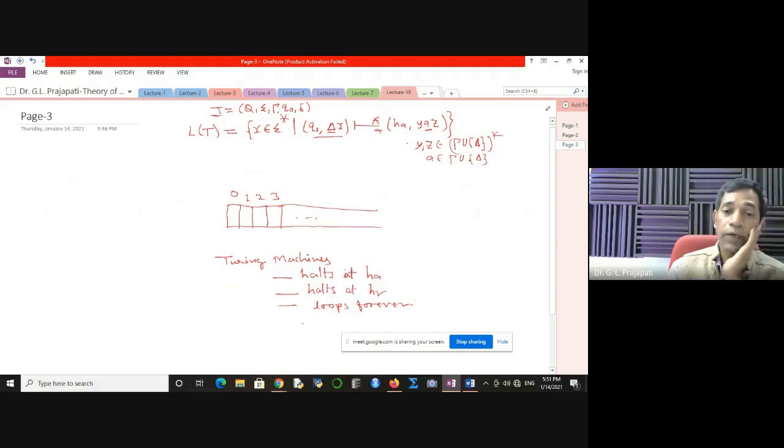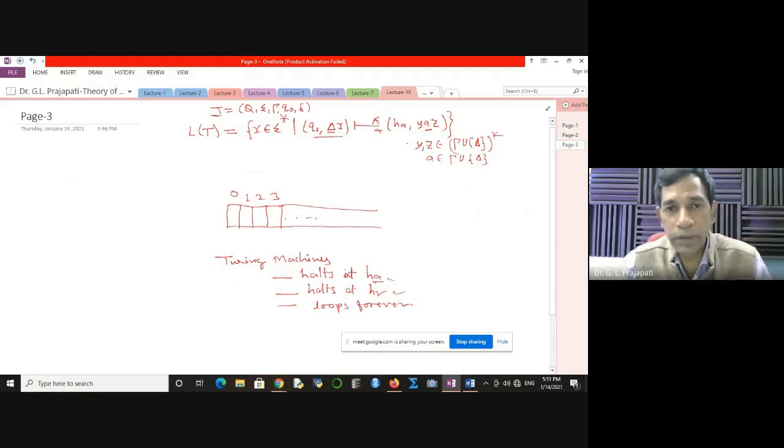In the case of FA or PDA, we have only two situations, either rejection or acceptance. So here, if the Turing machine goes to the state HA, this means the Turing machine has decided yes, the computation is successfully done, and this is the case of acceptance. Once the Turing machine explicitly decides that this is the case of rejection, it halts in the state HR.